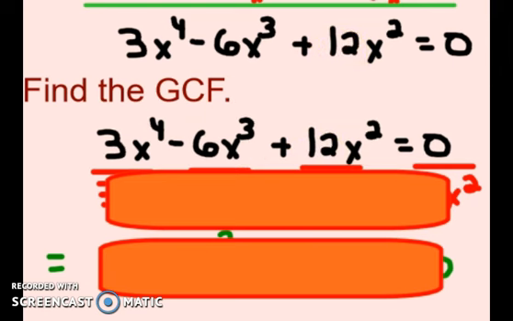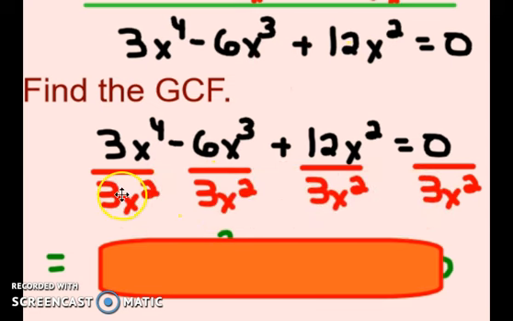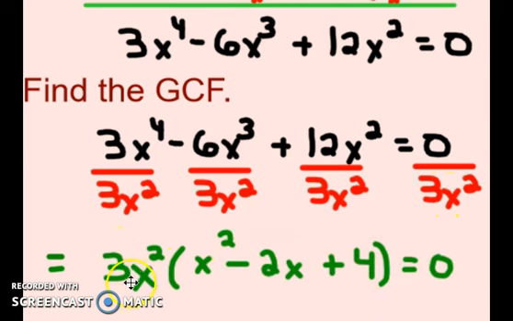So I look at each term. 3, negative 6, and 12, they all have 3 in common. And then I notice I have x to the 4th, x cubed, x squared. They all have at least an x squared in them. So I'm going to divide them all by 3x squared. Then I get 3 divided by 3 is 1, and x to the 4th divided by x squared is x squared. Negative 6 divided by 3 is negative 2, and x cubed divided by x squared is x. 12 divided by 3 is 4. The x squareds cancel each other out, and then I get equals 0.